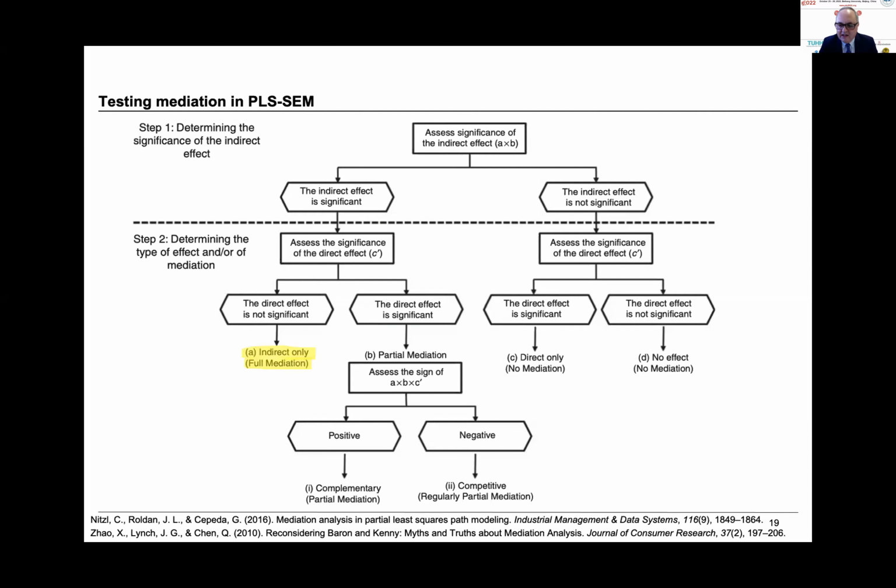Then, this is our recommendation. When testing a mediation relationship, always include the direct effect c prime between X and Y, although this effect doesn't necessarily have to be hypothesized.